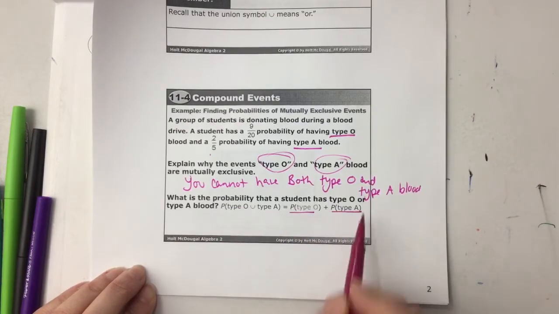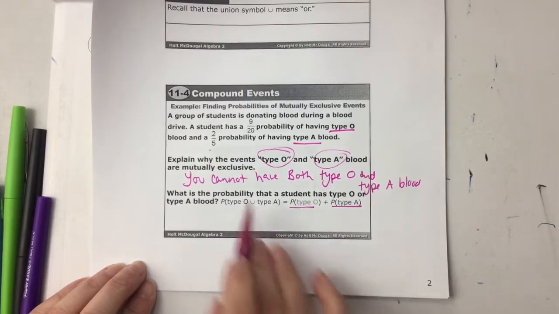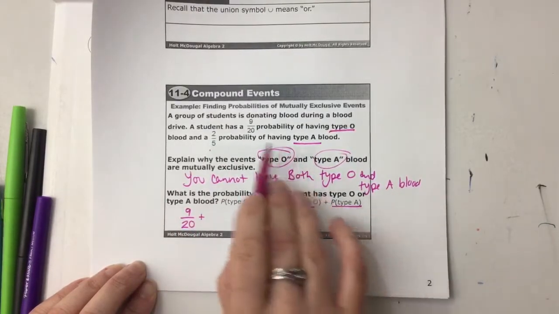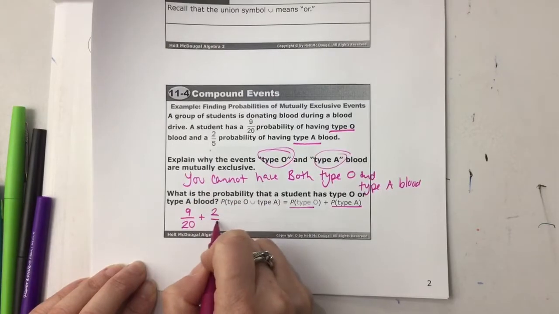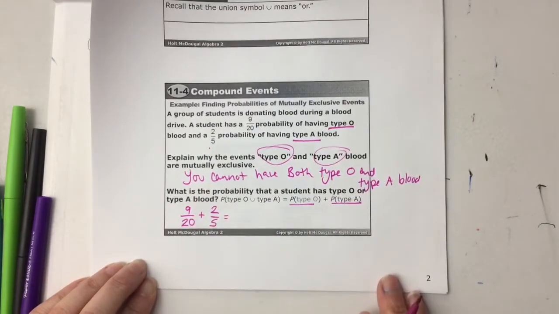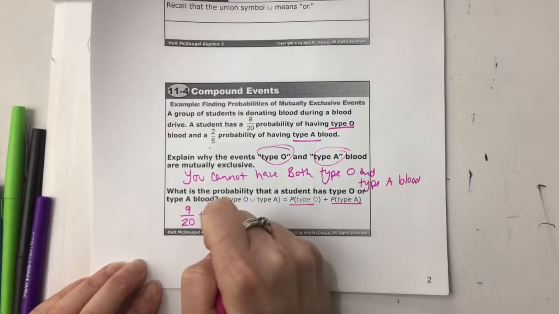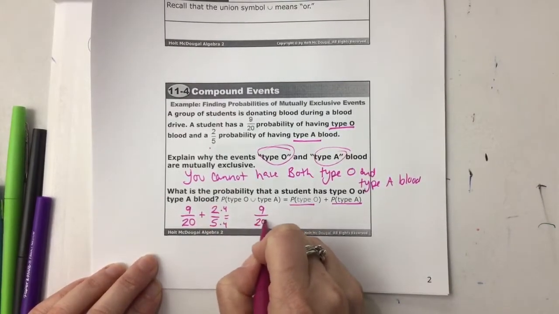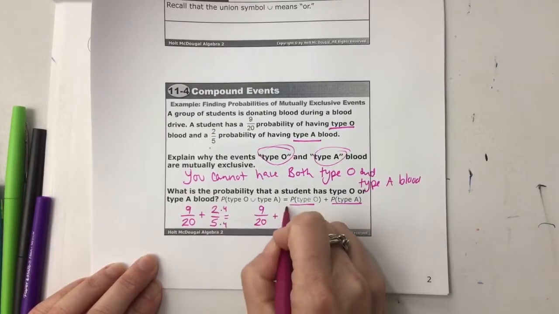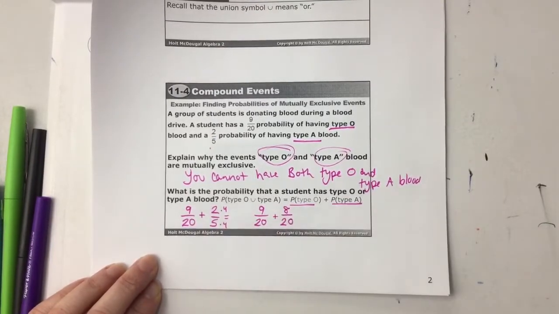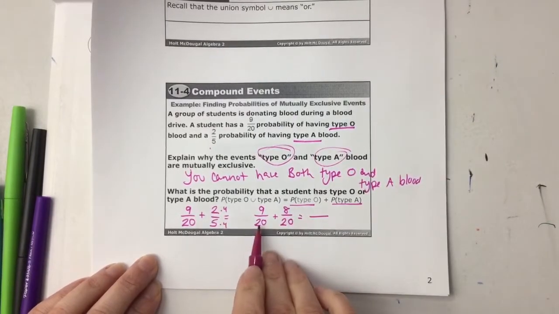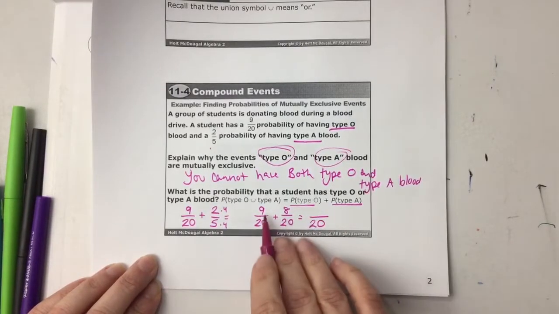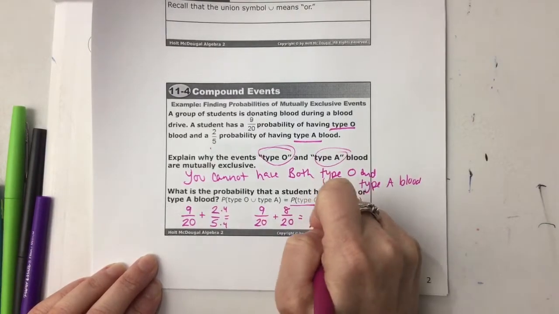So you're finding each probability separately and then adding them together. Well, type O was 9 out of 20. Plus, type A was 2 out of 5. We are adding fractions. You can't add a fraction unless you have a common denominator. So I need to multiply both top and bottom by 4. My 9 over 20 remains. 2 times 4 is 8. 5 times 4 is 20, so I have my common denominator. When you're adding fractions, the common denominator just carries on over into the solution. Add the numerators. 9 plus 8 is 17.